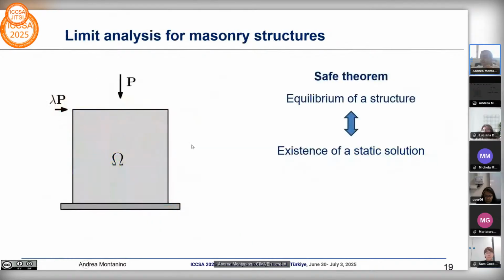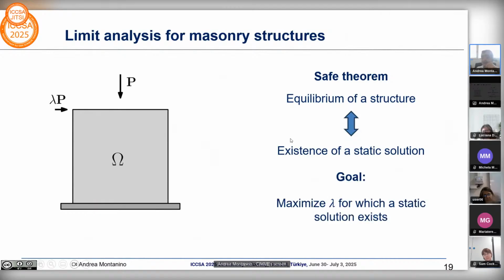But this method can be framed also in the context of limit analysis, that is, to compute the stability of the equilibrium of a structure. In particular, we can compute if a structure is in equilibrium, if there is at least one static solution under the given loads. That is, we can increase eventual non-permanent loads until there exists at least one equilibrium solution. That is, we want to maximize the load multiplier lambda until an equilibrium solution exists.